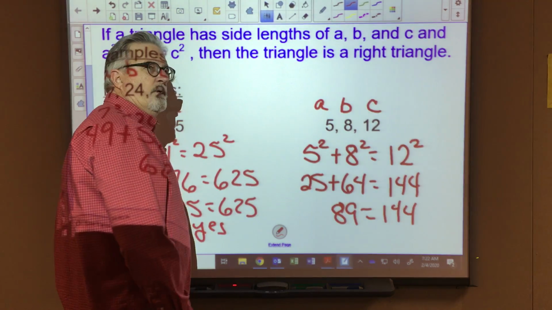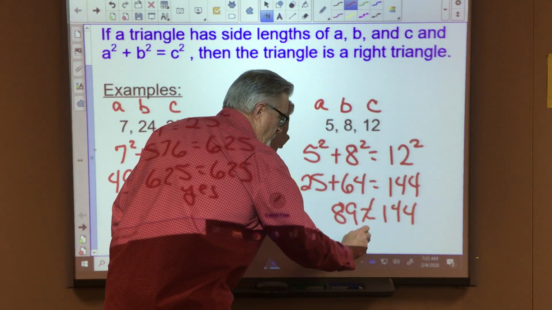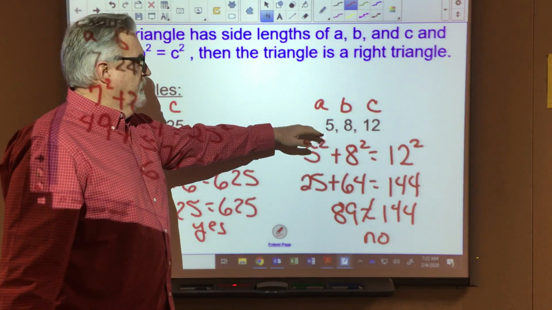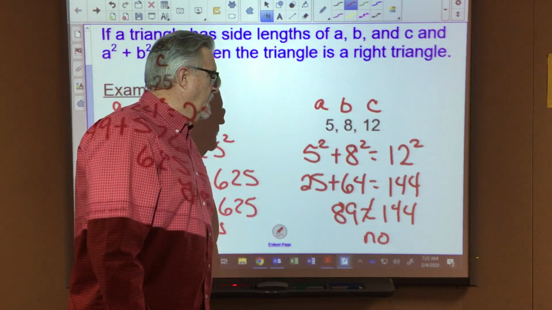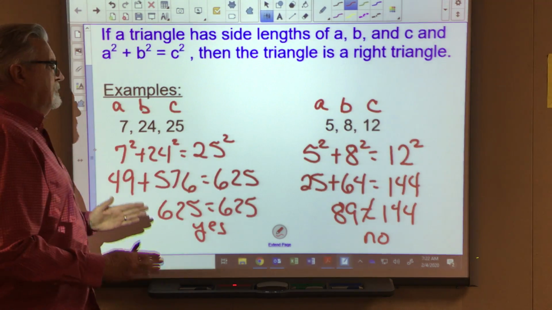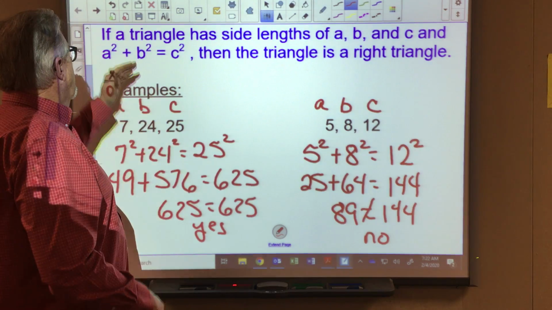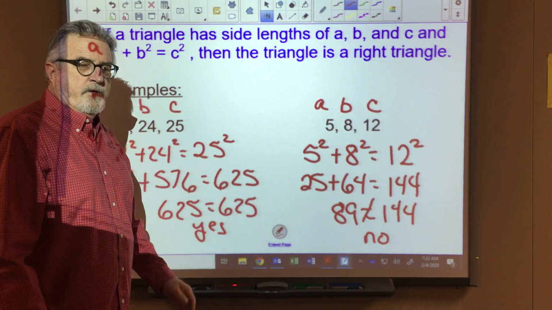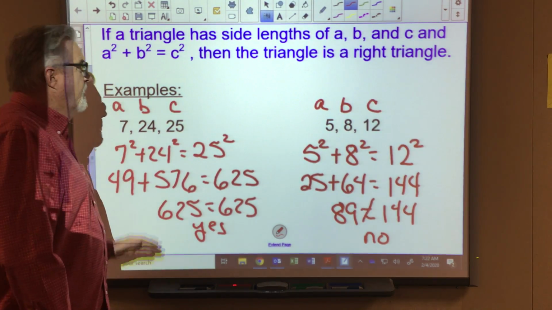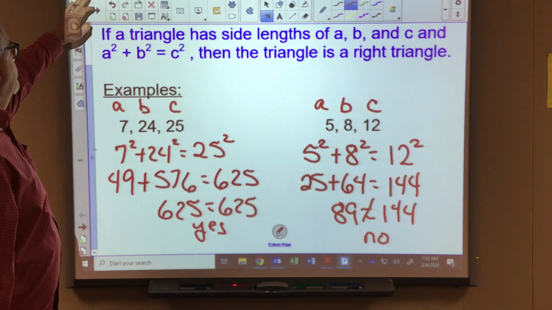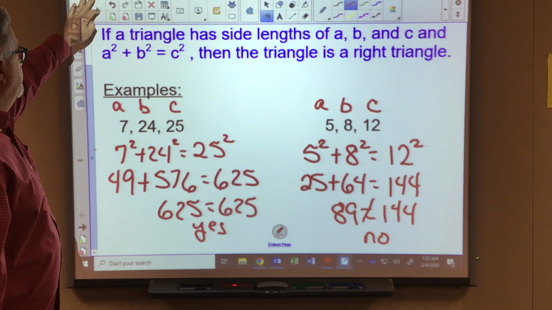Is that a true statement? Absolutely not. So no, a triangle with side lengths of 5, 8, 12 is not a right triangle. So just remember, when we're checking to see if side lengths will form a right triangle, it's called the converse of the Pythagorean theorem. Okay? I'll give you a minute to finish up on this if you need it before we go on. You can stop this anytime.